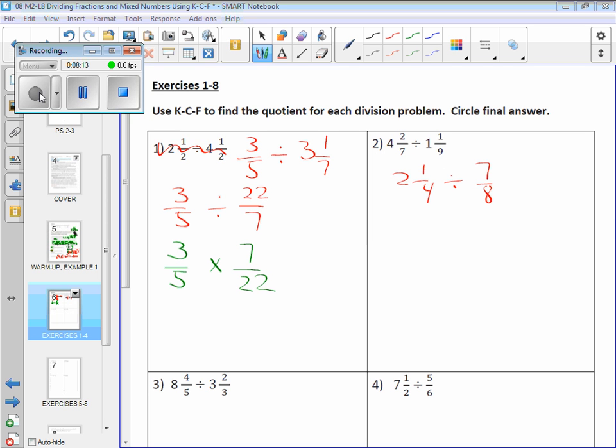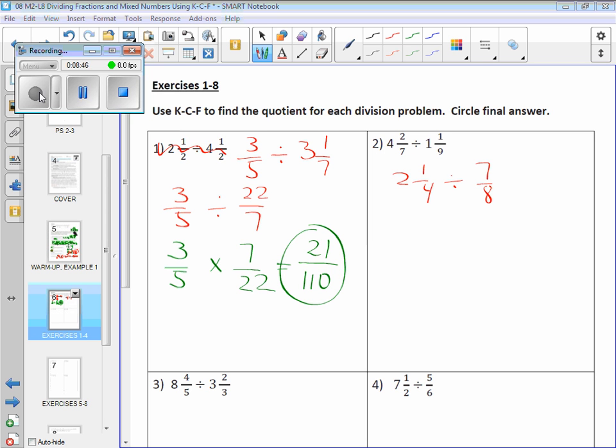Very good. Do you see any opportunities to cross-reduce? Unfortunately, no. So now you just multiply across. What's 3 times 7? Jake. Jake again? 21. And then 5 times 22. Simplest form, yes or no? Is there a number that goes in both?